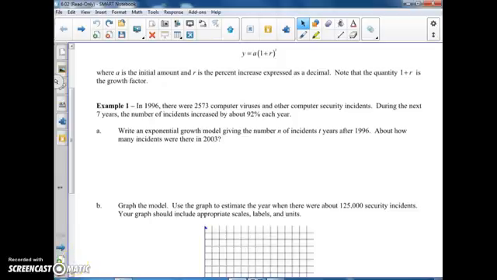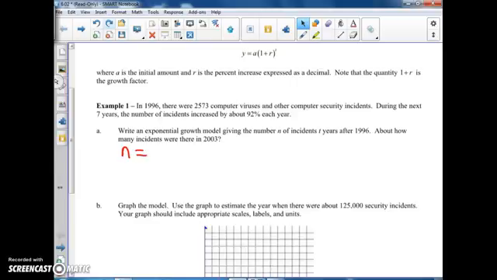Okay, so here comes the first thing. What is it you're trying to find out? Well, you're trying to find out what's the model for this. So the number of incidents is n. Look at the equation up here. Where are you going to put the n? N's going to go in for y. N goes in for the y. That's the number it's going to be.